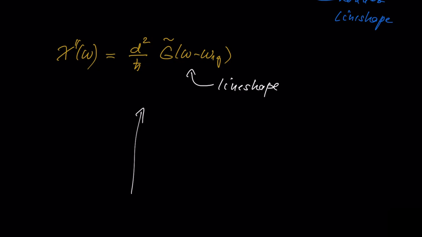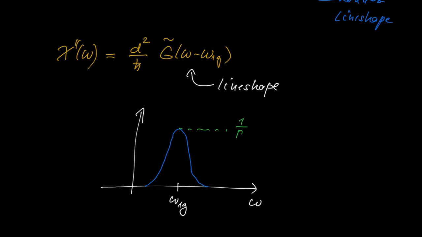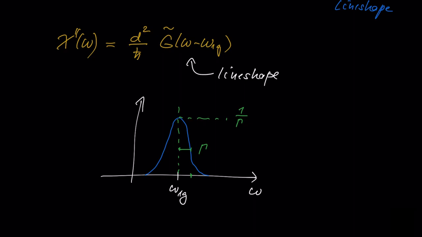We can write it down. It's a function of omega centered at the frequency omega eg, and it has some specific measures. For instance, in this particular case, the height of this unnormalized line shape is 1 over gamma, and the half width at half of the height is exactly gamma. So this is the width of gamma. This is the Lorentz line shape, which is not very realistic, but as we want to keep things simple, we will keep working mostly with Lorentz line shapes.